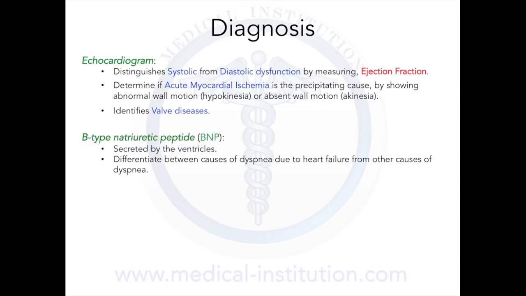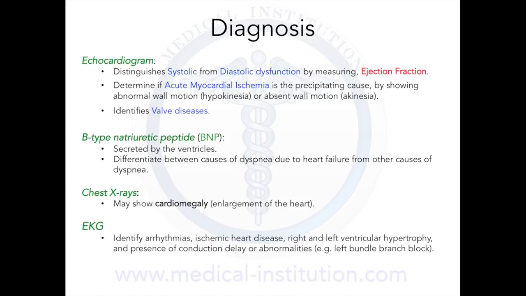We can also measure B-type natriuretic peptides, or BNP, which are secreted by the ventricles of the heart in response to excessive stretching of the heart muscle cells. It can also be used to differentiate dyspnea due to heart failure from other causes of dyspnea. We can also use chest x-rays, which can show us cardiomegaly, which is enlargement of the heart. EKG can also be used to identify any arrhythmias, ischemic heart diseases, right and left ventricular hypertrophy, and conduction delays or abnormalities, such as left bundle branch block.